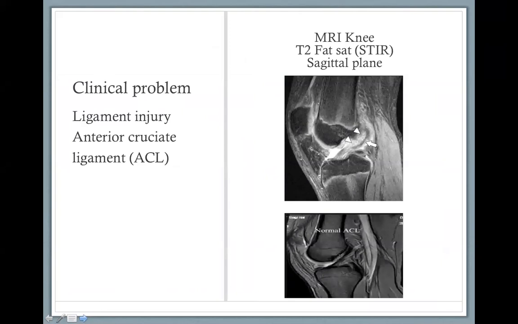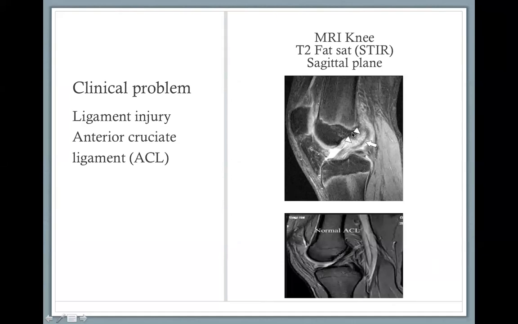MRI is good for musculoskeletal injuries like ligaments and cartilage. For example, this is a normal image from the knee. It is a sagittal plane. This is the femur, this is the tibia, and this is the anterior cruciate ligament. It's low signal intensity because there isn't much water in ligaments, and it's straight.